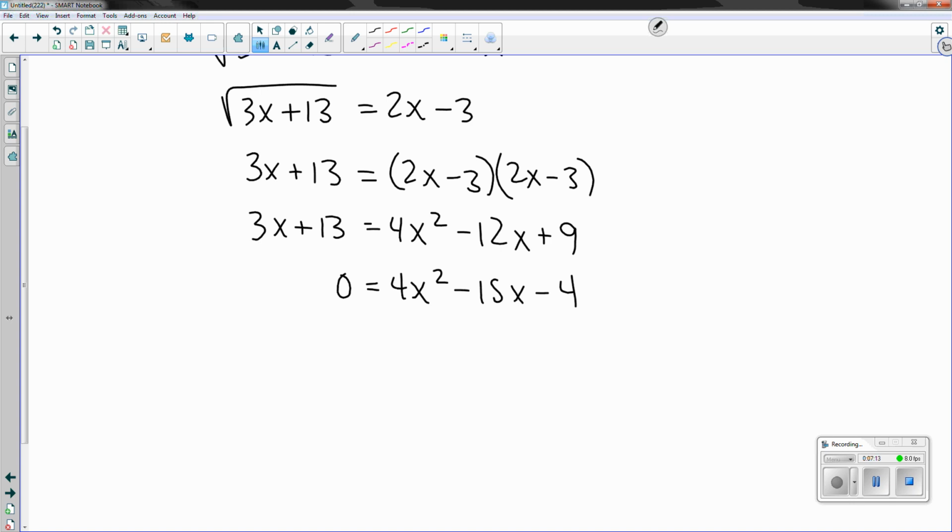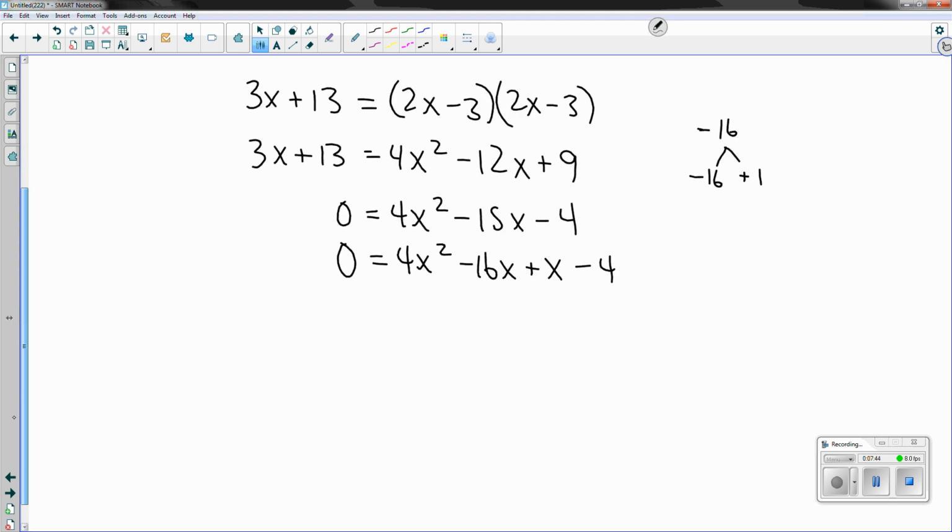There's no GCF to remove, but if I do a times c, I'm going to get negative 16. We have to use split the middle because we have an a value greater than 1. So a times the c value from that standard form, ax squared plus bx plus c, gets me negative 16. What multiplies to negative 16 and adds to negative 15? Negative 16 and positive 1. So we're going to split the middle term with coefficients of negative 16x and positive 1.